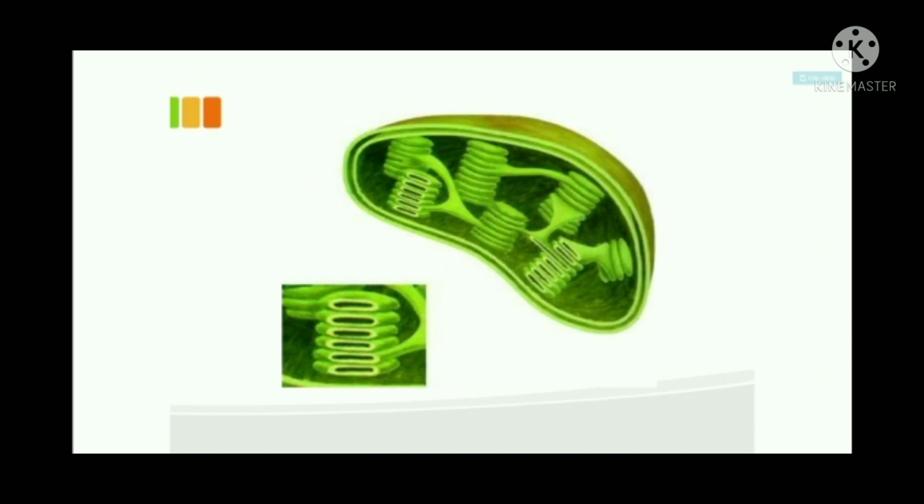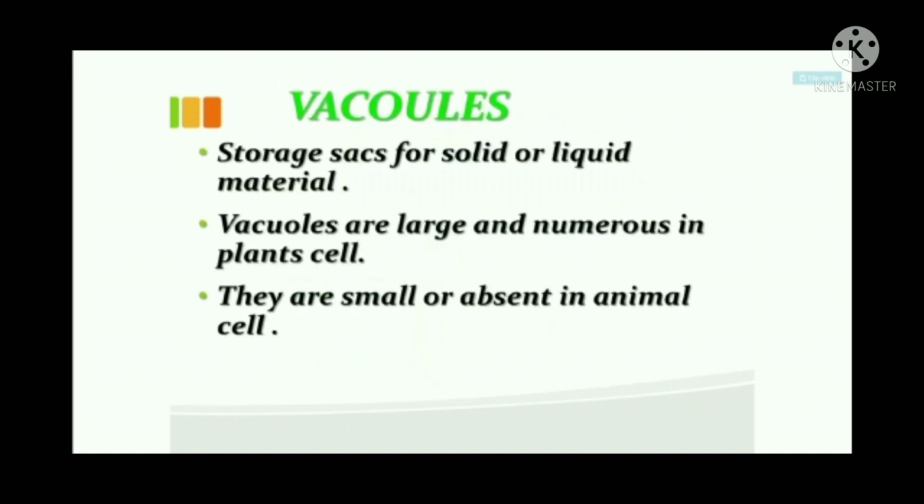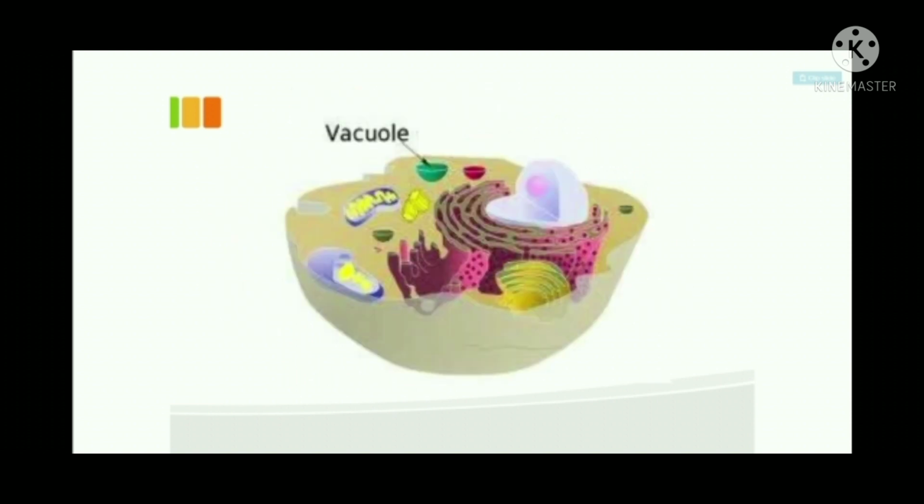Vacuoles act as sacs for solid or liquid material. Vacuoles are large and numerous in plant cells. They are small or absent in animal cells. You can see here the vacuole. It will be a green-like structure.